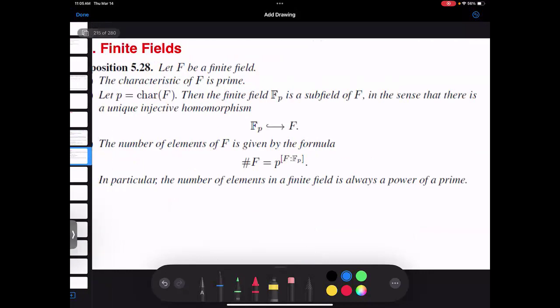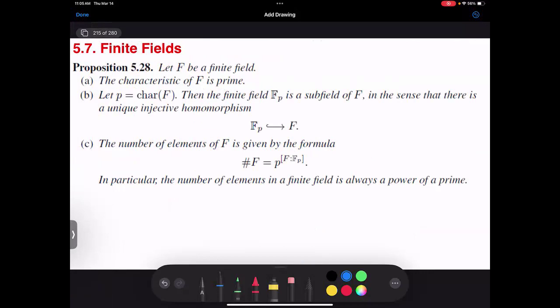Okay. I want to end very quickly with the following key fact about finite fields. So if F is a finite field, so it's a field with only finitely many elements, there are three things. The characteristic of F is prime. So 2 is 0, 3 is 0, 5 is 0. Some number of copies of every element is going to be 0. And that number of copies is going to be a prime number. Then the characteristic, we'll denote that by P for prime.